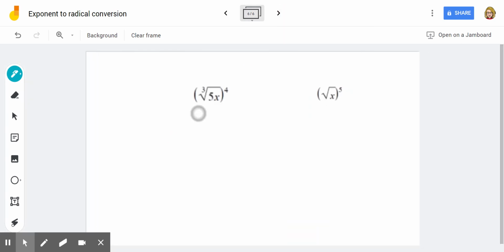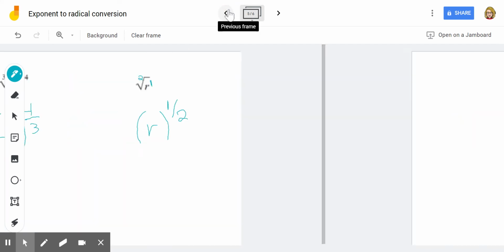Okay, let's do this one. So in our parentheses, we have 5x. Okay, it's going to be raised to the fourth power over 3. And again, this is a square root, so our index is 2. So it's x raised to the 5th power divided by 2.